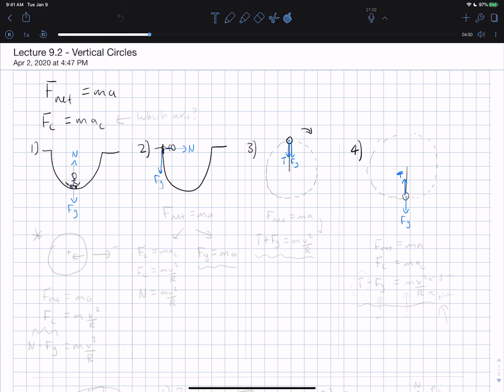Okay. Now, some notes. So this is the first step you should do for any force problem, right? We've correctly identified all of the forces. Great.